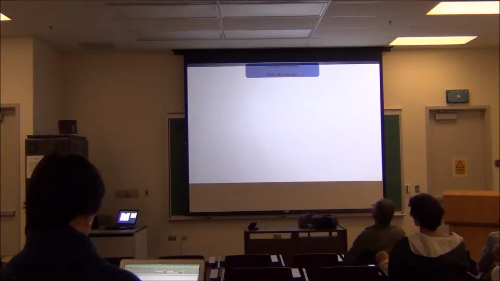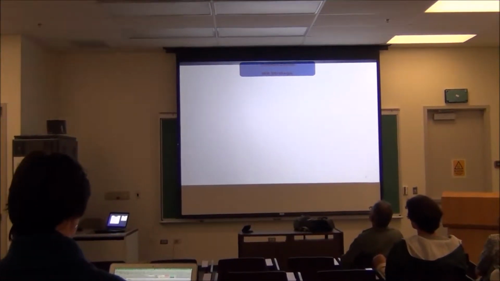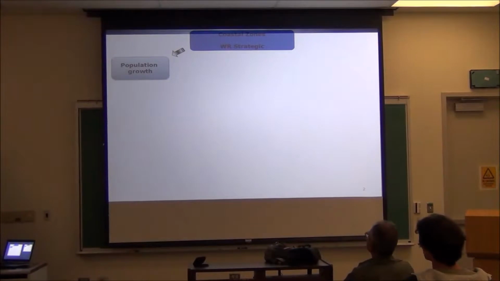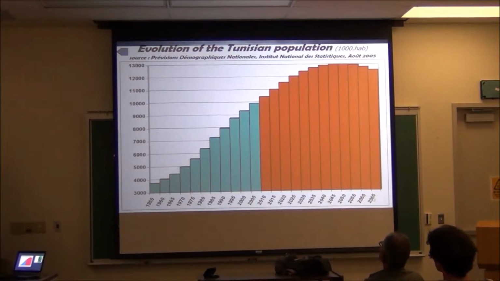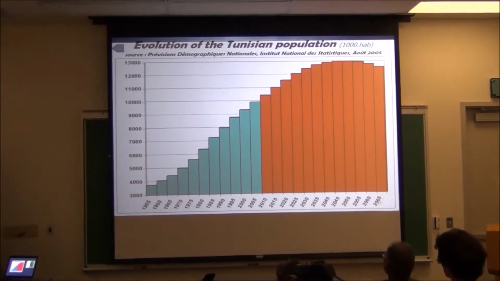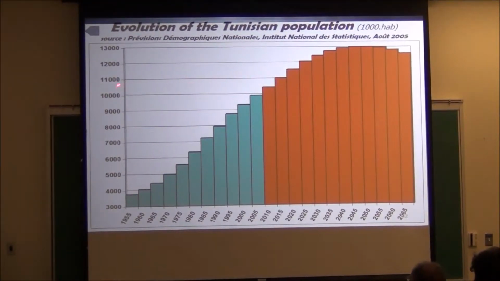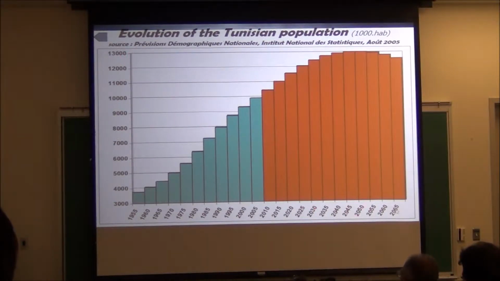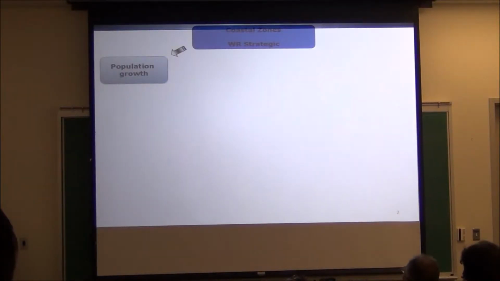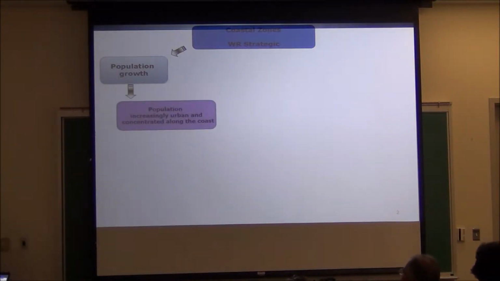In Tunisia, in the coastal zone, water resources are considered strategic for the country since we have a growing population, as you can see in this figure. Actually, we are almost 11 million people, and we will reach a maximum of 30 million in 2050. And this population is increasingly urban and concentrated along the coast.